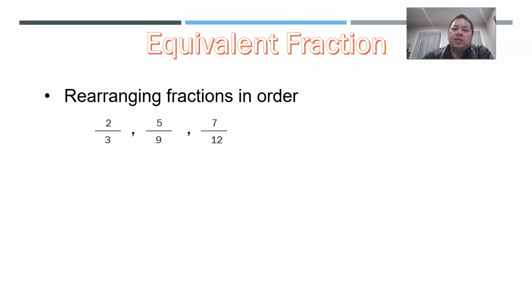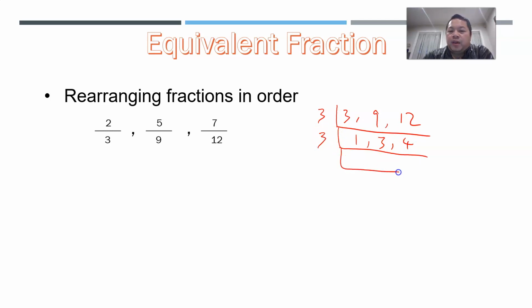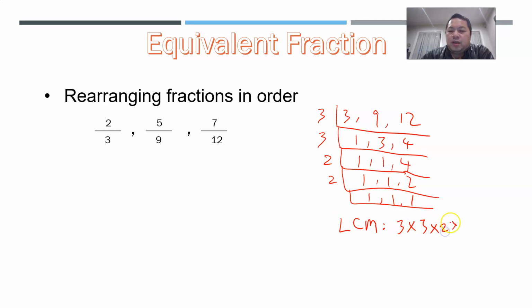Next one. So again, to look for the lowest common multiple, I write it down again: 3, 9, 12. All can be divided by 3. I get 1, 3, 4. All can be, oh no, you can't really. Then after dividing by 3 again, you get 1, 1, 4. Then divide by 2, 1, 1, 2. Divide by 2 again, you get 1, 1, 1. So the lowest common multiple is actually 3 times 3 times 2 times 2, which is 36.